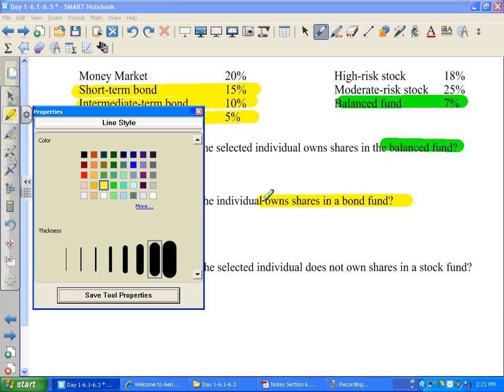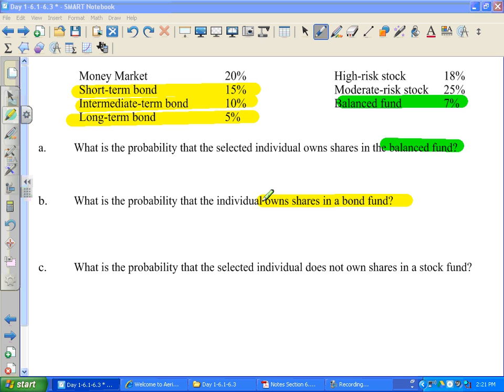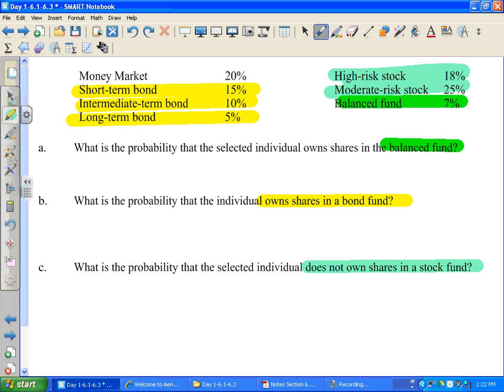Lastly, the probability that a selected individual does not own a stock fund. I'm going to go blue. Does not own a stock fund. Do we agree it's going to be 1 minus stocks? How many people agree? That's what you've got to do. 1 minus 0.18 minus 0.25.